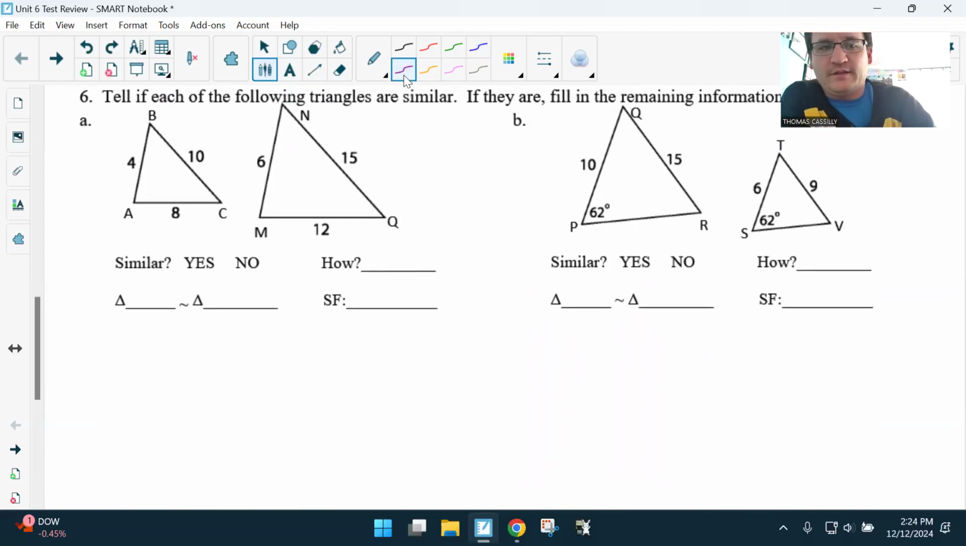What I like to do is look at the triangle and think about the short, long, and kind of medium sides. All right, 4. 4 is the shortest side in that triangle. So I have to find the shortest side in the other triangle, which is 6. I will divide those two numbers. I'm going to say 4 divided by 6.